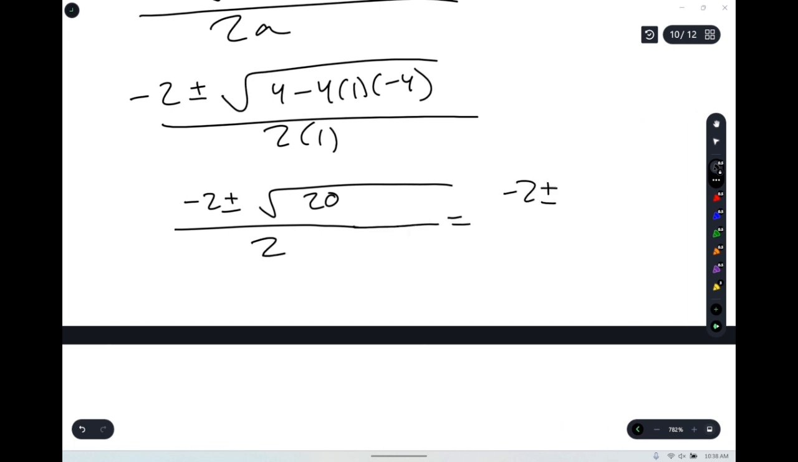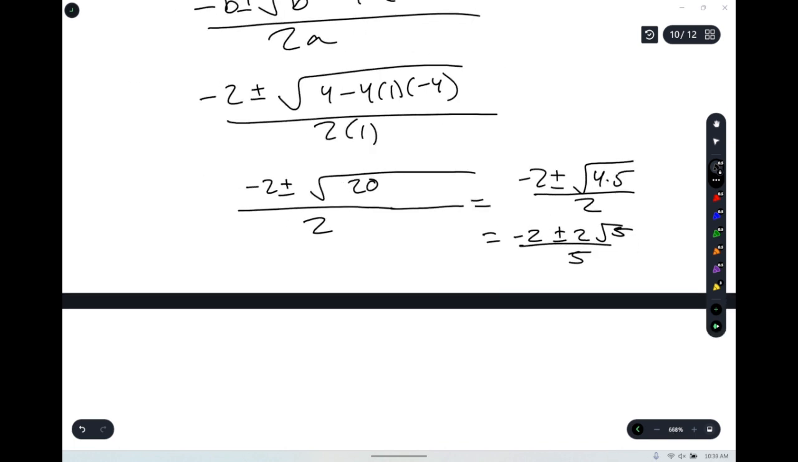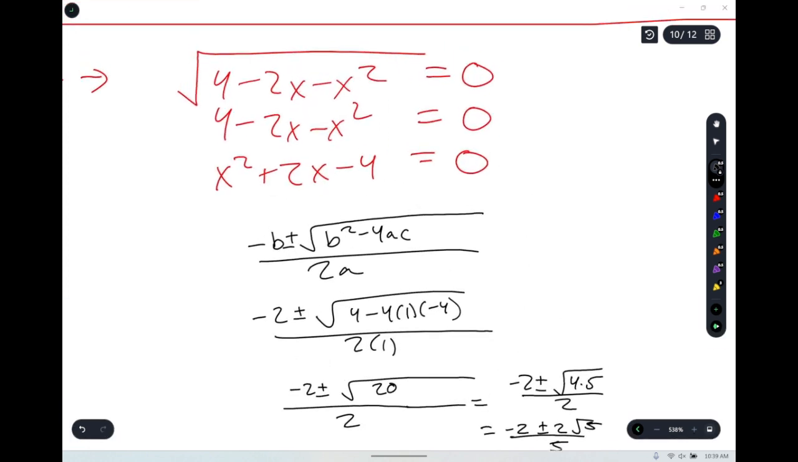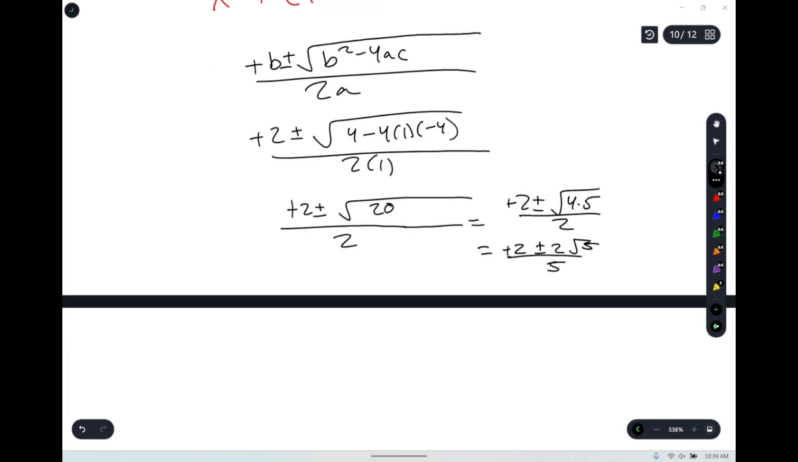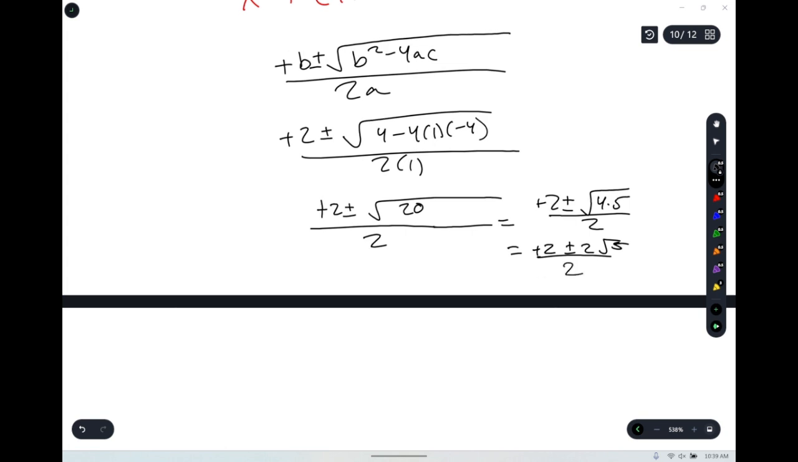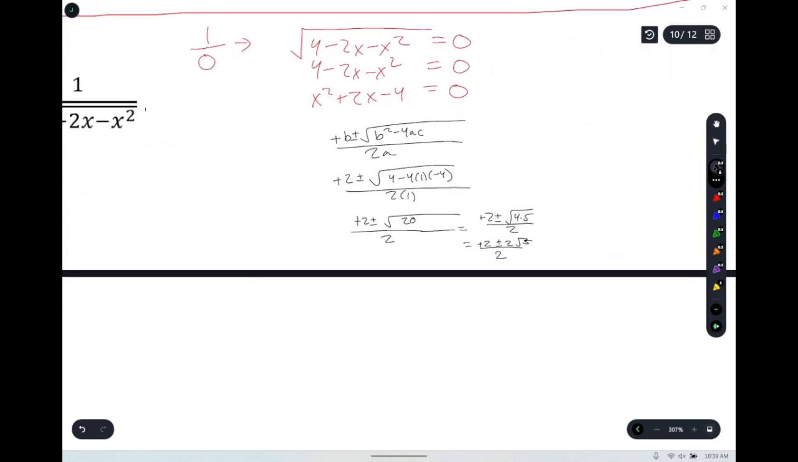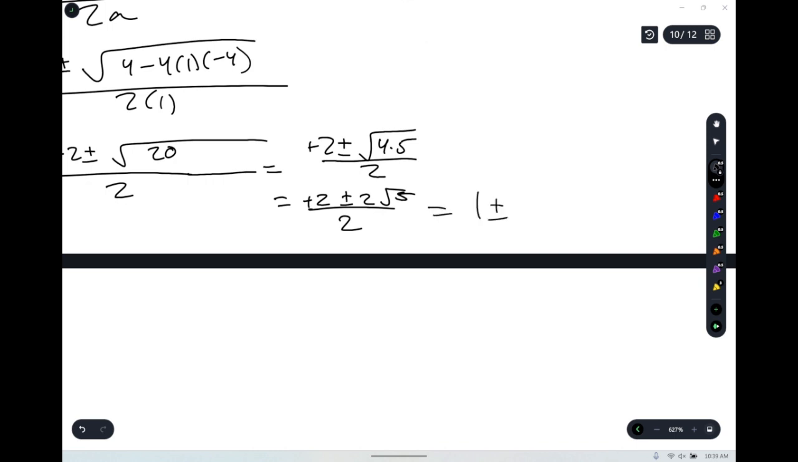Negative 2 plus or minus, have I messed up? This is where I always mess up in this quadratic formula. So bad at it. 4 times 5. All over 2, negative 2 plus or minus 2 root 5. Negative b. I was testing you. So it's 2 plus or minus 2. Those 2's are all going to cancel, right? And you're just going to be left with 1 plus or minus root 5 as your roots.